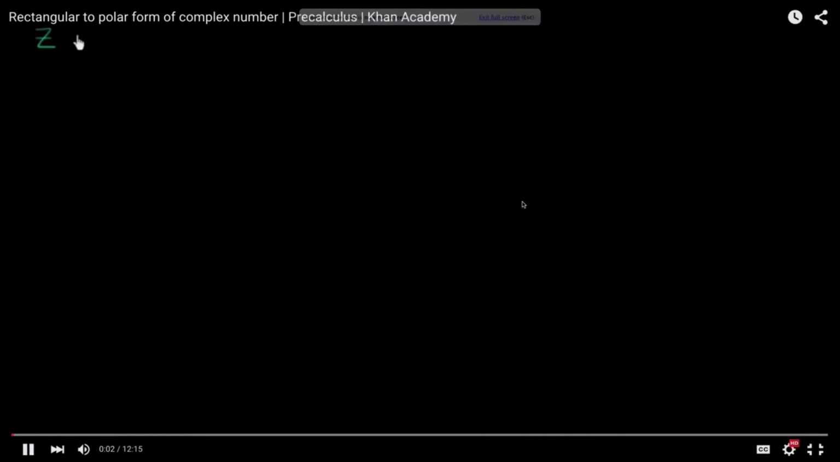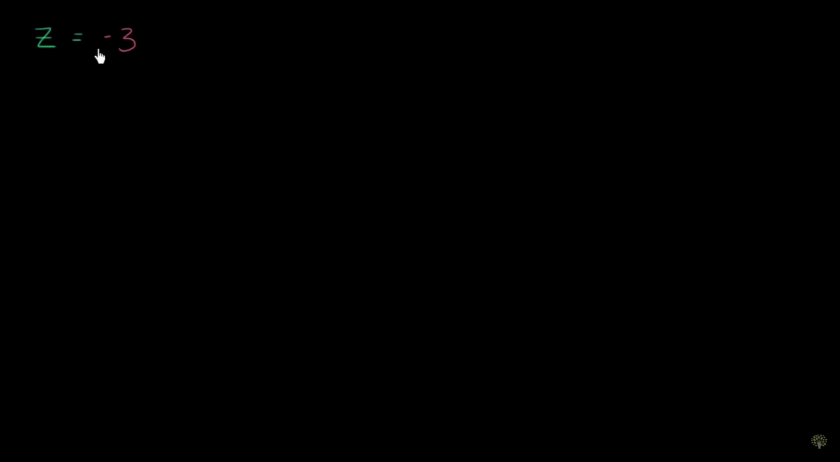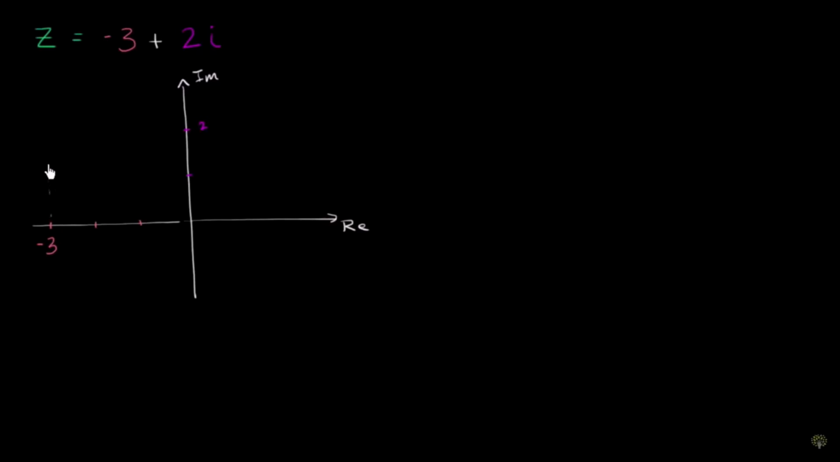Let's say that I have the complex number z, and in rectangular form, we can write it as -3 plus 2i. So first, let's think about where this is on the complex plane. So this is our imaginary axis, and that is our real axis. And let's see, the real part is -3. So we could go 1, 2, 3 to the left of the origin, so -3. And then we have 2i, so we're going to go up 2 in the imaginary direction. So 1, 2, just like that. And so z is real part -3, imaginary part 2. z would be right over here in the complex plane.